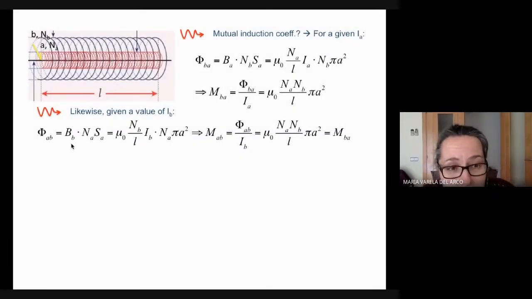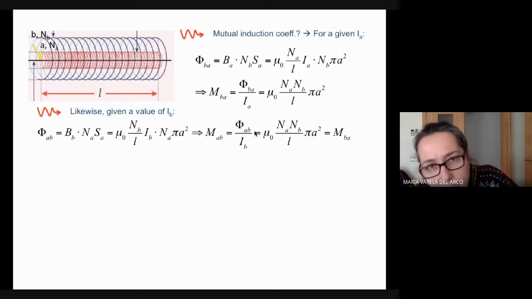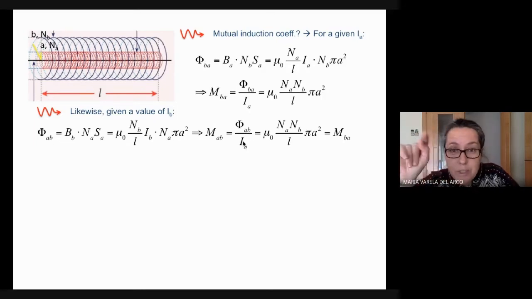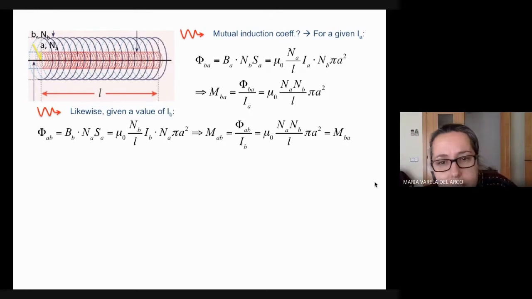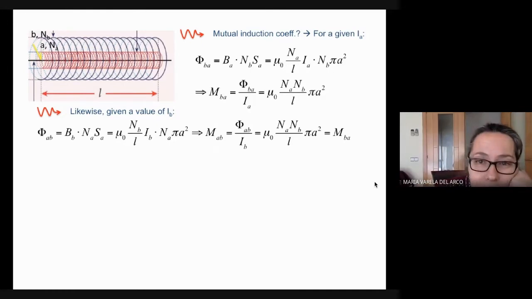So now what happens? The field generated by B is going to be mu naught, because I am inside, okay? The inner one is just radius A. Anyhow, NB over L, which is the field generated by the outside solenoid, times the surface of the inner one. And now I'm going to calculate the mutual induction coefficient on A because of B, putting the flux across A because of B, but now divided by the intensity of B, which is the inductor again. And surprise, surprise, I get the same result. All right, then. That's how you do things.